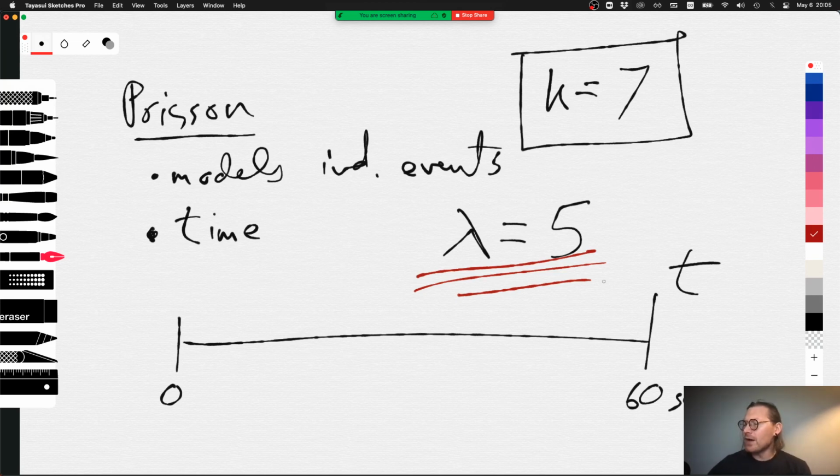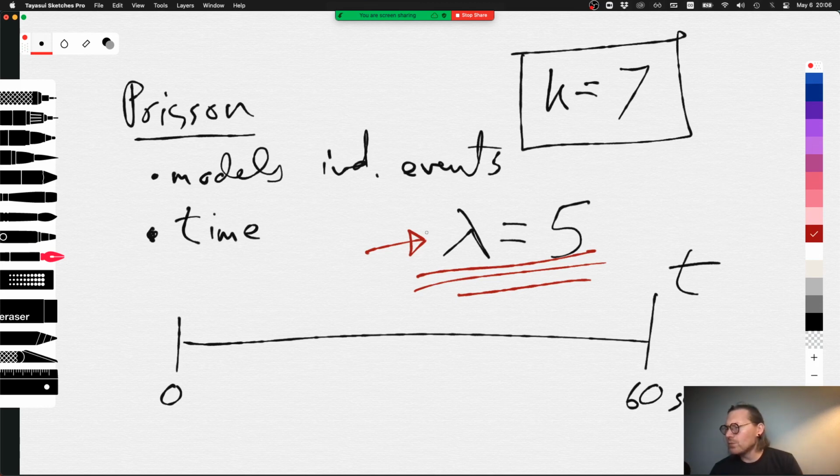And the other thing that we have to consider is that this lambda is going to be consistent, right? We're not going to consider a lambda of 5 and then a lambda of 3 at a different time. We're actually going to constrain our problem to the time where lambda is 5, right? We're not going to take into consideration this other lambda over here.